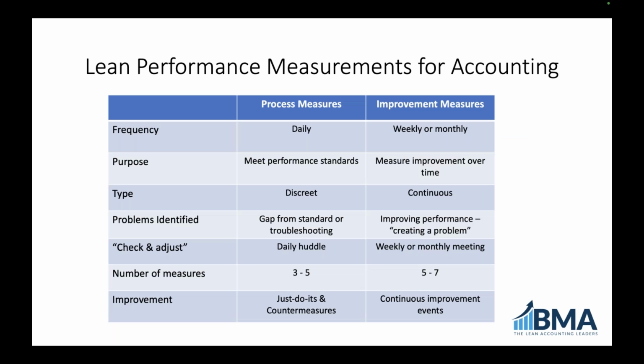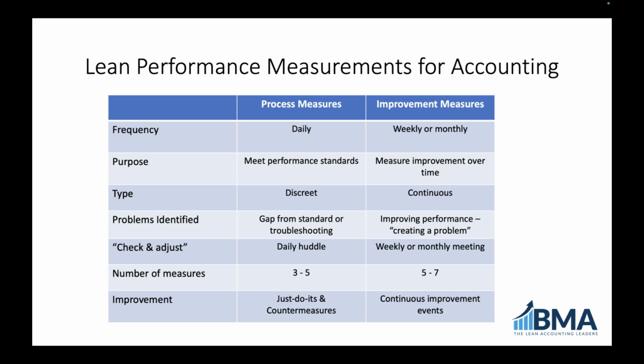In terms of lean performance measurements, I just want to give you a quick summary here. We're going to look at them coming up in more detail. You really have 2 sets of measures. You have process measures and improvement measures. Process measures are typically measured daily. It's about setting and measuring performance standards. So they're discrete. Every day is a new day, and we measure every day.